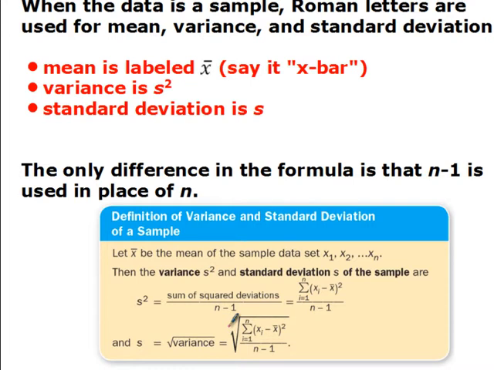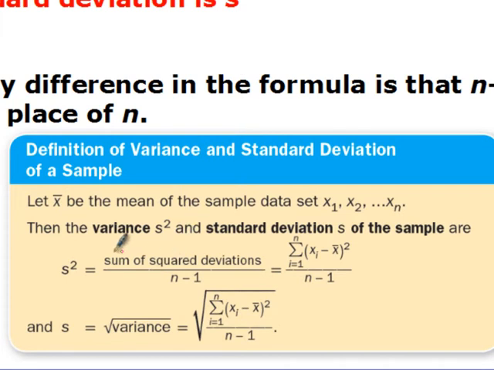When these formulas were being developed, the statisticians felt like dividing by n minus 1 created more accurate data than dividing by n, because we're looking at a smaller sample. So it's still the sum of the squared deviations, but instead of dividing by n, we divide by n minus 1. It's still the square root, again, just dividing by n minus 1. So this n minus 1, that's the big deal here. That's how it's different. So sample, n minus 1, population, n.